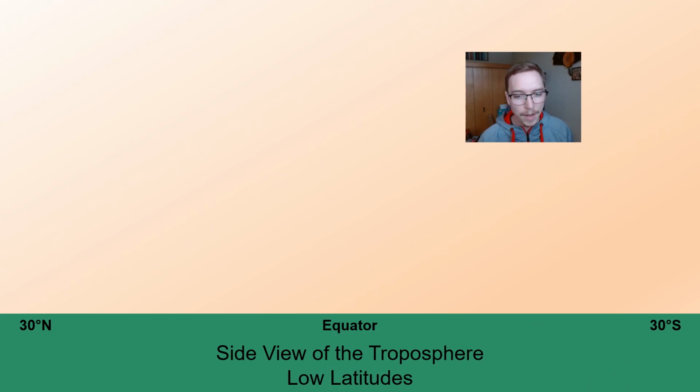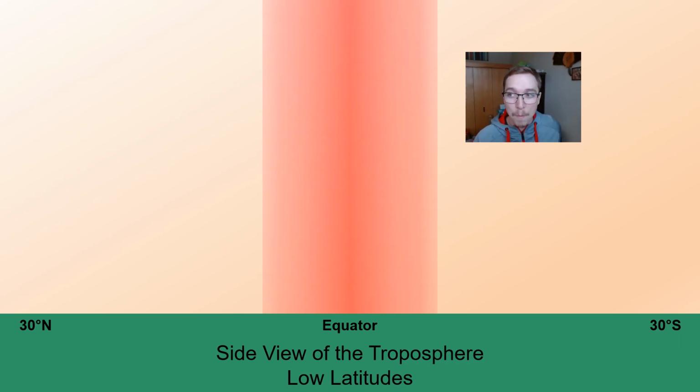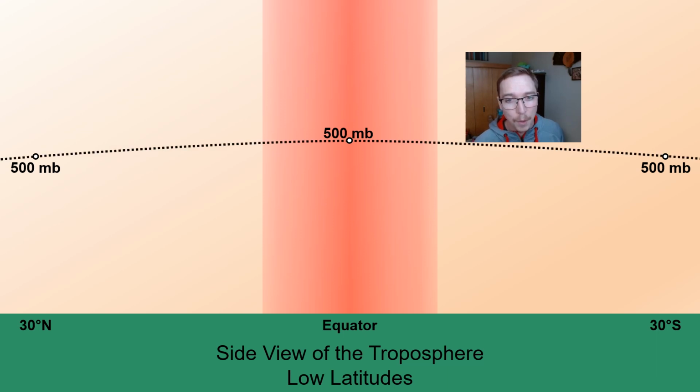So here we're going to look at a side view of the troposphere in the low latitudes between 30 degrees north and south. Obviously, we have much warmer winds around the equator. So we're going to look at a point at about 500 millibars of atmospheric pressure. Now, if we were to look at that same point over 30 degrees north and south, we'd see that we kind of have this bowed effect.